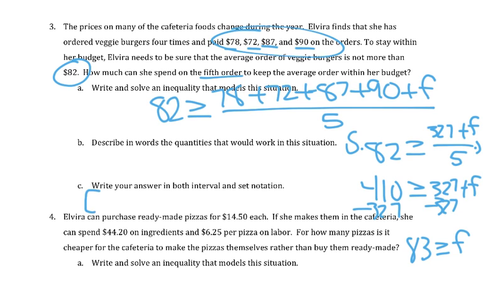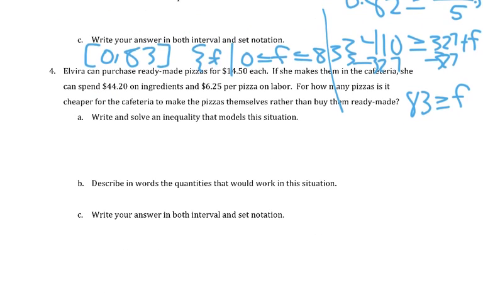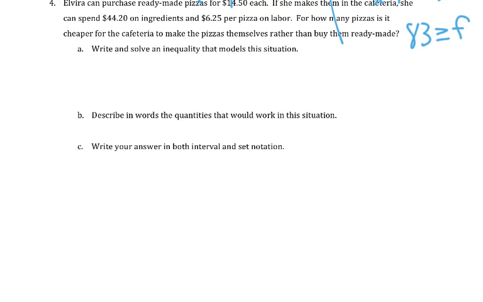Again, interval notation would look like 0 to 83. Set notation for F: 0 is less than or equal to F is less than or equal to 83. Okay? All right, number 4.